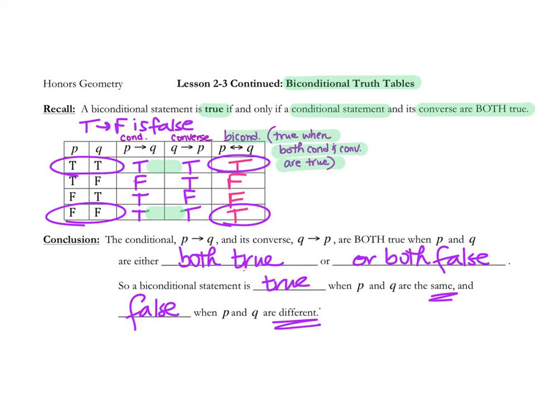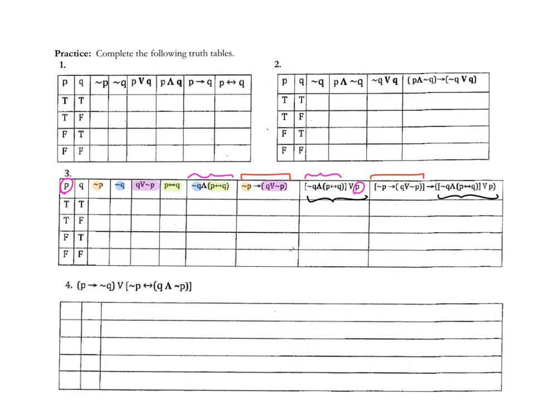Now we're going to practice that on a couple of truth tables here. So for the first one, we have it set up true, true, false, false, true, false, true, false. Then we're doing the negation. So it'll go false, false, true, true. And then the negation of Q, false, true, false, true.